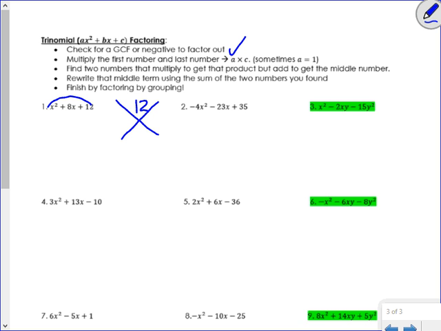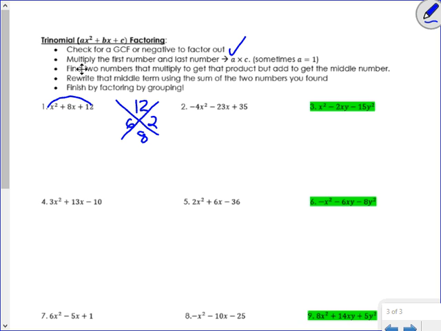You're going to multiply the first and last numbers together, and then you're going to write down the middle number. This is a little bit of a brain activity, a little brain teaser. I need you guys to find 2 numbers that multiply to get this number, but add to get that number. Multiply to 12, add to get 8. 6 and 2. Those numbers go here and here. Okay, that's our setup. That's not the factoring process, it's just our setup.